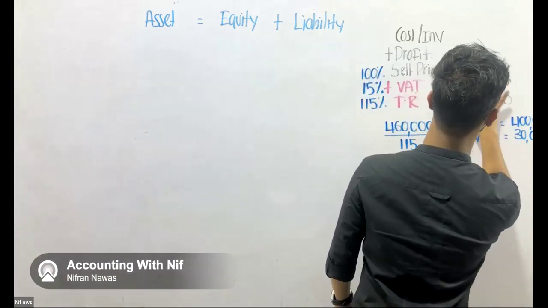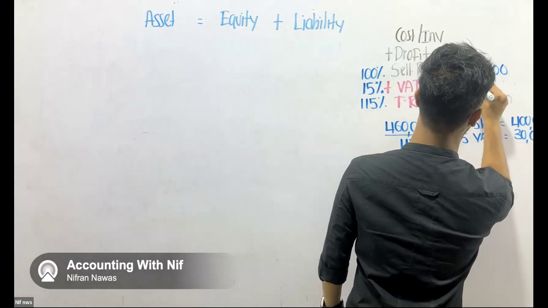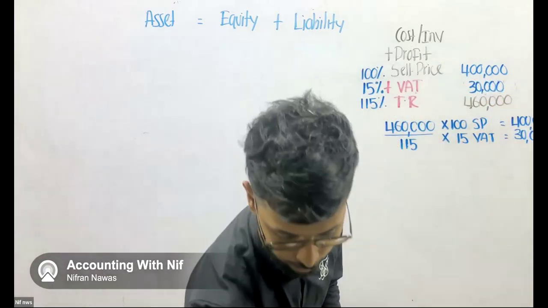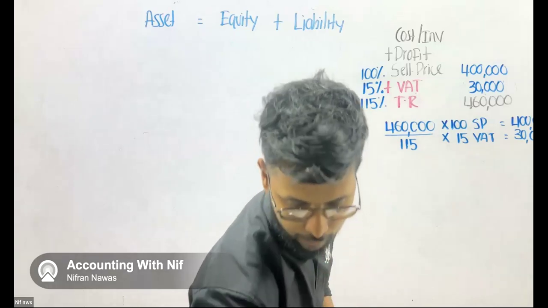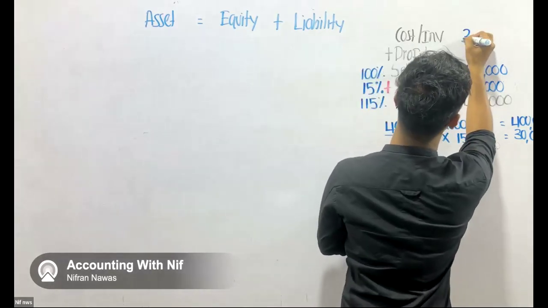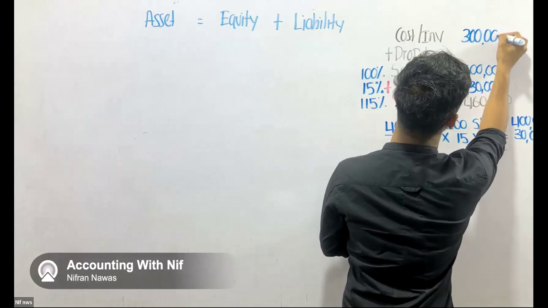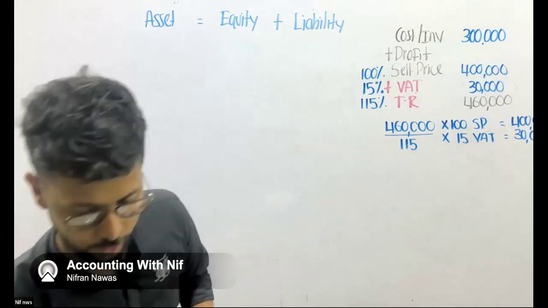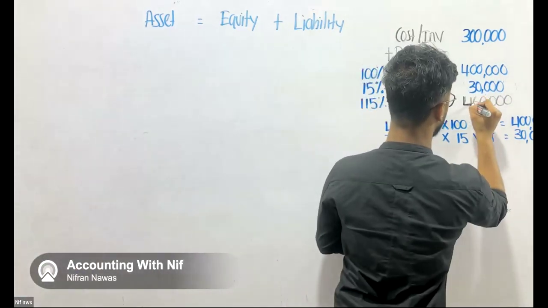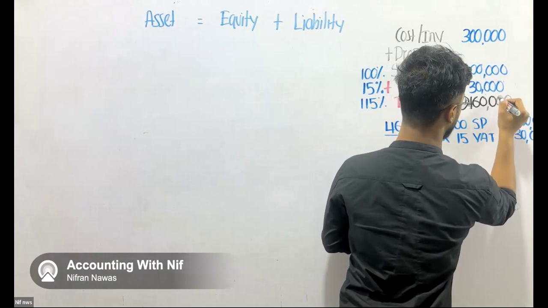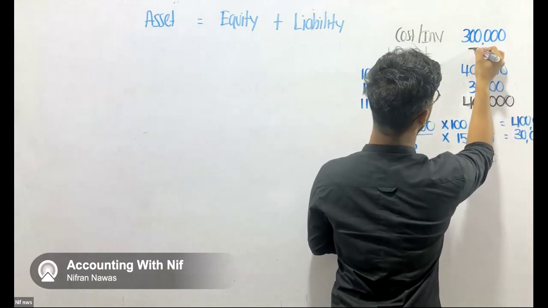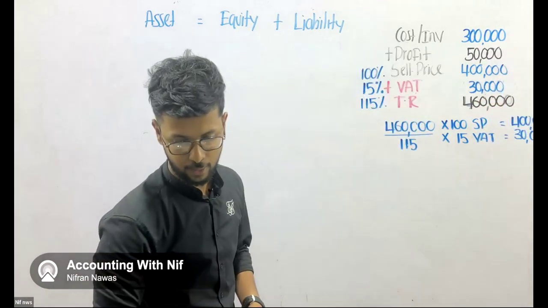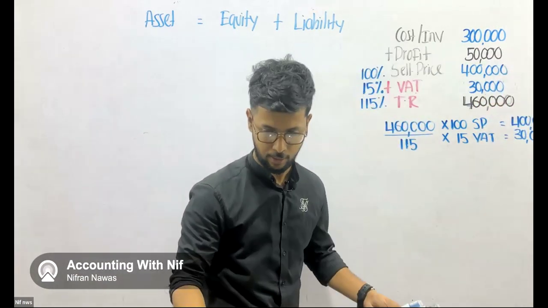Now we can find out the profit. What's the cost of the inventory? They have given us, right? The cost of the inventory is 300,000. So if the cost of the inventory is 300,000, what's the profit? Obviously, the profit is going to be 50,000, isn't it? So now it's easy.